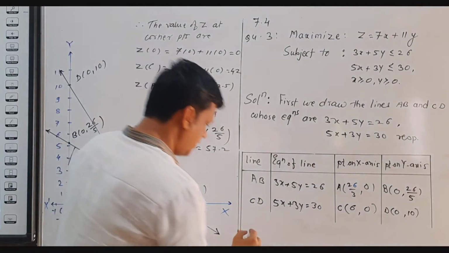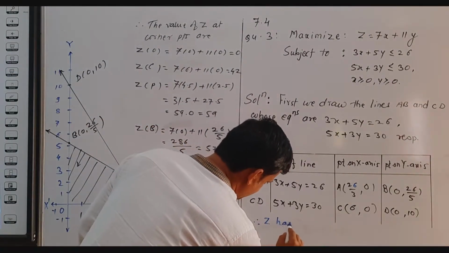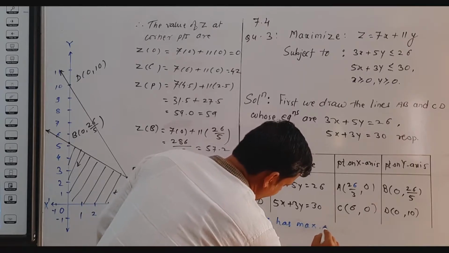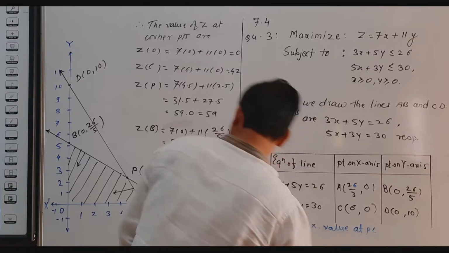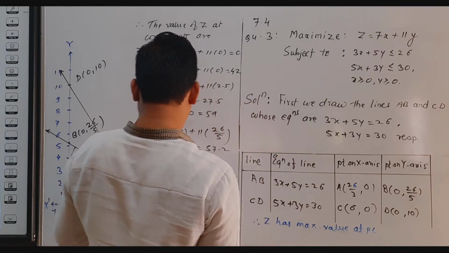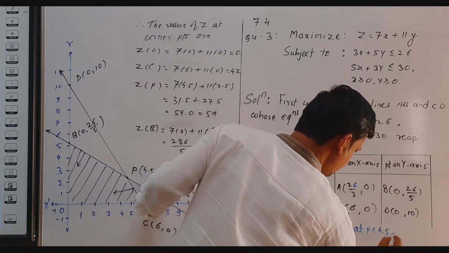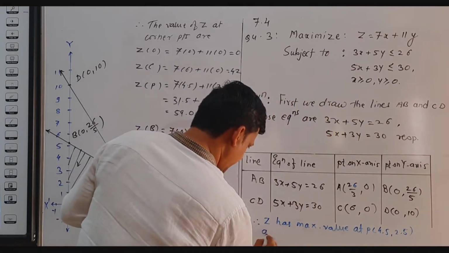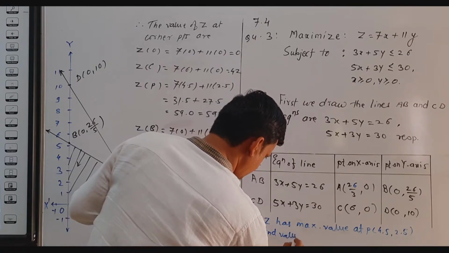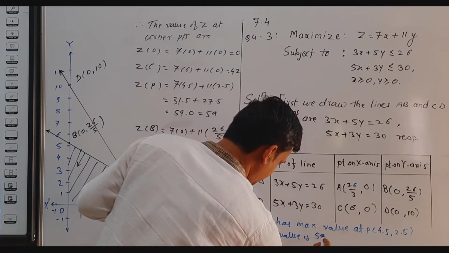So we write here, therefore Z has maximum value at P of 4.5, 2.5 and value is 59.